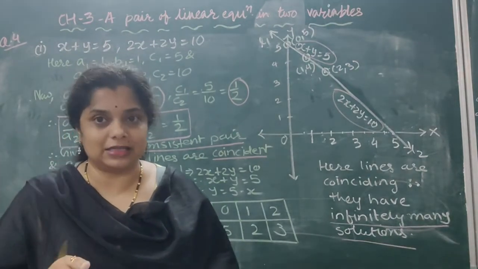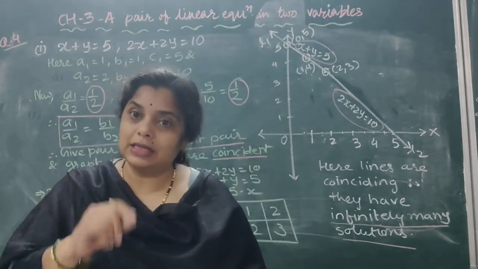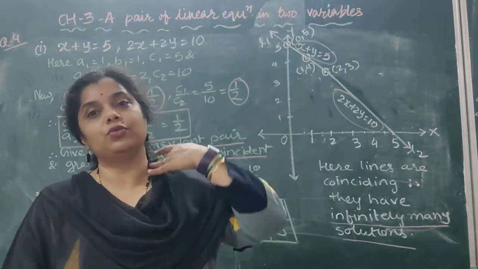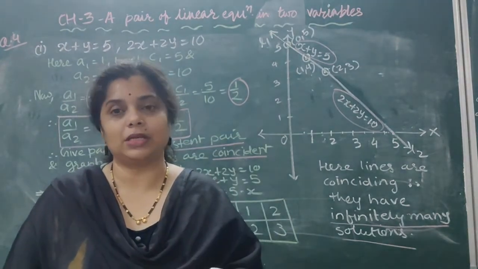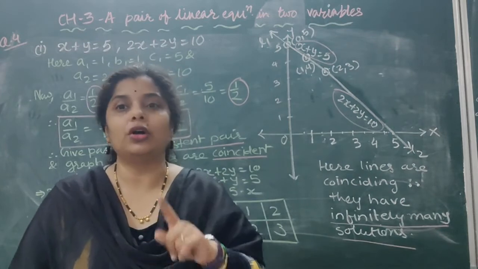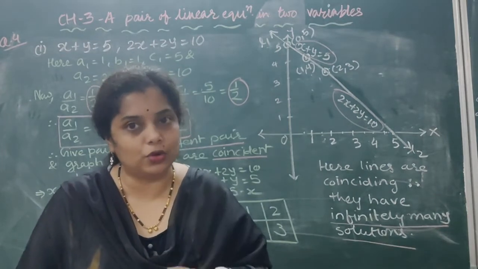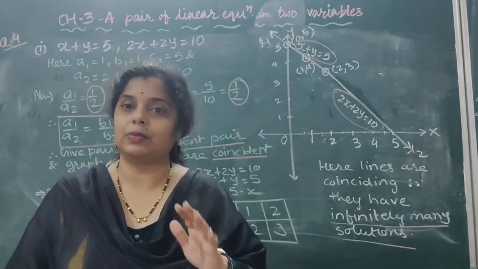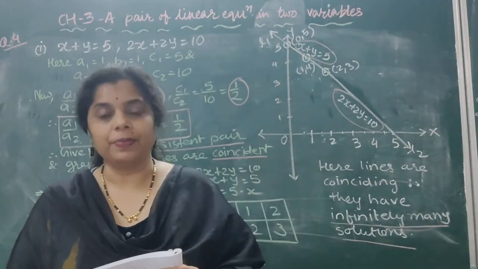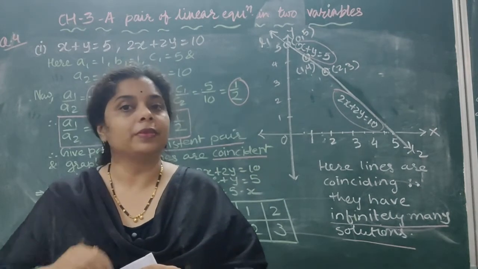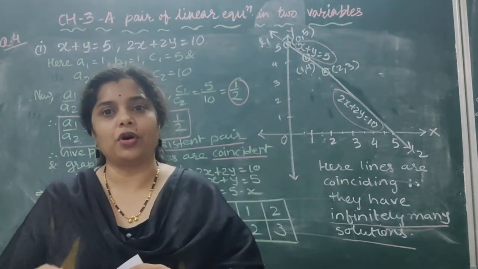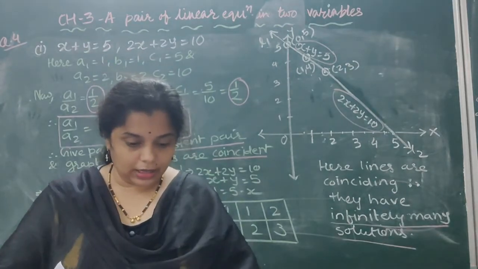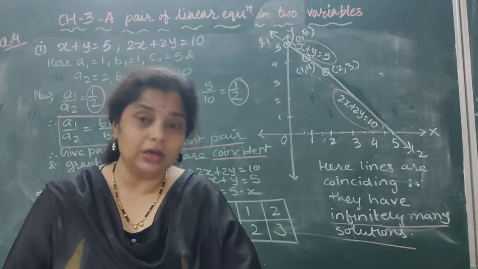It is inconsistent. Why? Because in this case, when a1 by a2 is equal to b1 by b2, but it is not equal to c1 by c2, in that case we do not get any type of solution, and therefore it is said to be an inconsistent pair of linear equations. And as it is inconsistent, there is no point in drawing the graph. That's it. So you have to do the third and fourth yourself. Let's move to the fifth question.